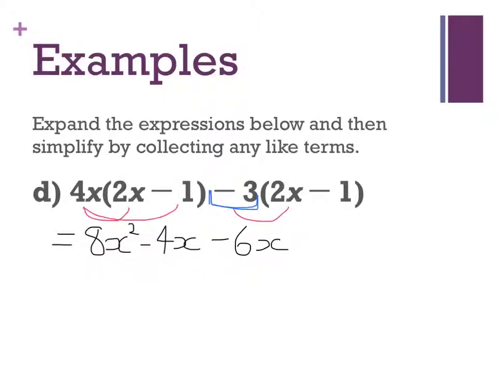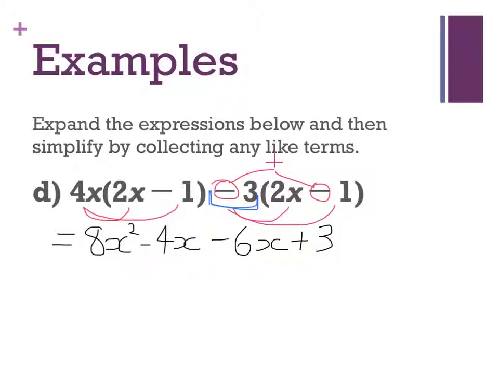My next bit is my negative 3 multiplied by negative 1. I've got a negative and a negative. A reminder that a negative and a negative will equal a positive. So negative 3 multiplied by negative 1 actually becomes positive 3. 3 multiplied by 1, 3, negative, negative, positive.